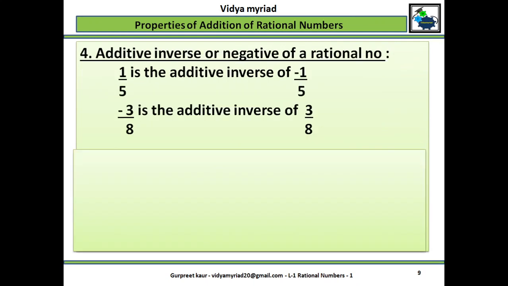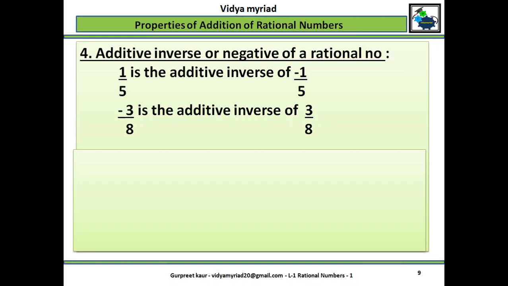Next is additive inverse or negative of a rational number, which means if I ask 1 upon 5, it is the additive inverse of minus 1 upon 5. Minus 3 upon 8 is the additive inverse of 3 upon 8, which means if I add minus 3 upon 8 plus 3 upon 8, my answer comes to 0. If I add 1 upon 5 plus minus 1 upon 5, then also my answer comes to 0.